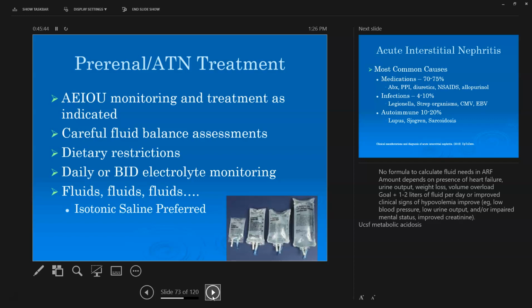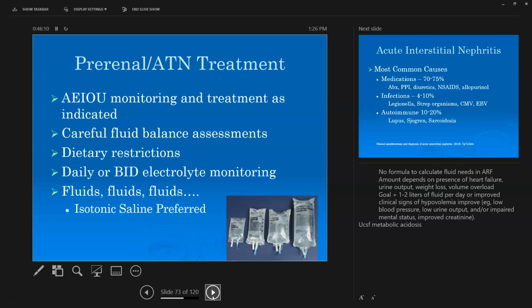So just a few other touch points on treatment. Pre-renal failure, that ATN, again, it's going to be like 90% of what you see. So if you remember this, you're good. The AEIOU that we just talked about. The careful fluid balance assessments, the dietary restrictions, making sure that you're putting them on the low potassium diet, the low protein diet. Potentially restricting their fluids if they're volume overloaded.